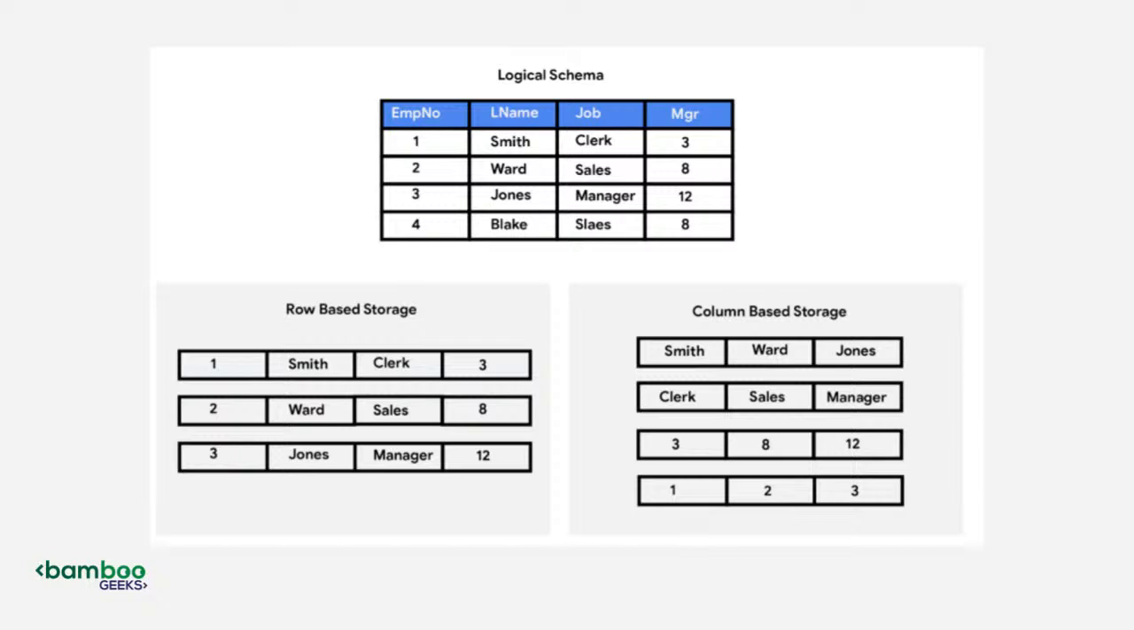It depends on what type of data you want to store and how you want to query it. Because sometimes querying the column is easier or faster than querying the row, because sometimes you only need analytical information. So you only need information about how many names you have, how many jobs you have, what the unique jobs are, etc. So in this case, column-based storage is going to be better than row-based storage.